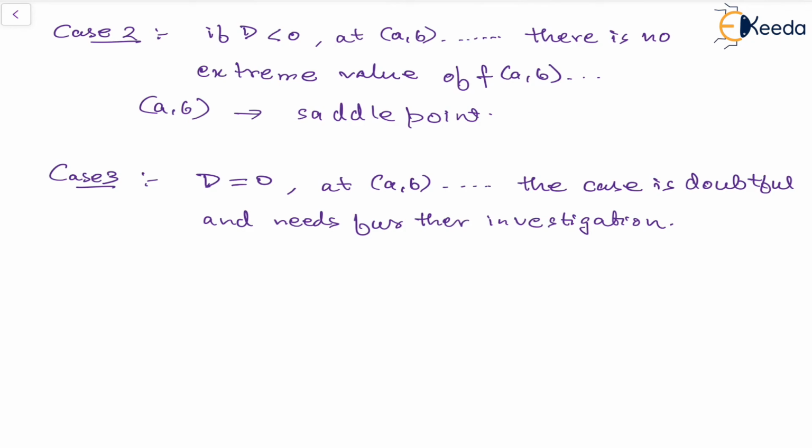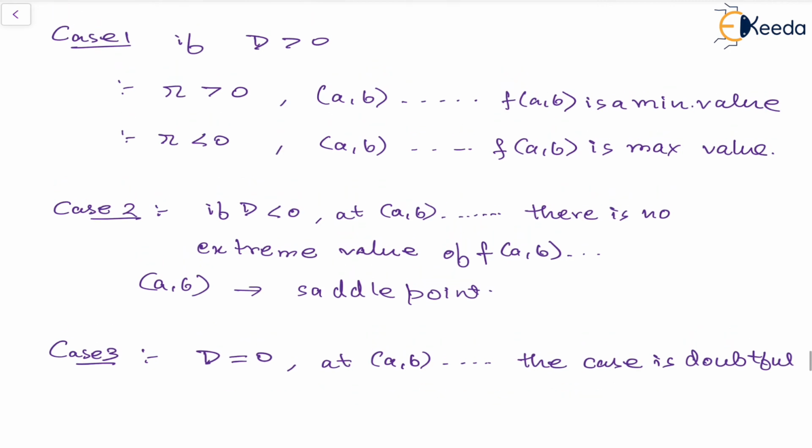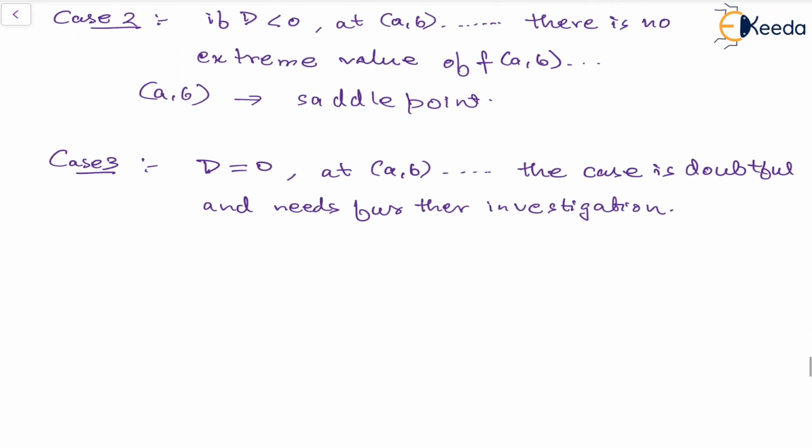So this is how we can do the same thing for different pairs, and we can find whether the discriminant is greater than 0, less than 0, or equal to 0. And if the discriminant is greater than 0, whether the r is greater than 0 or less than 0, which gives the minimum value of the function or the maximum value of the function. So this is the method to find the maximum and minimum value of the two variable function.